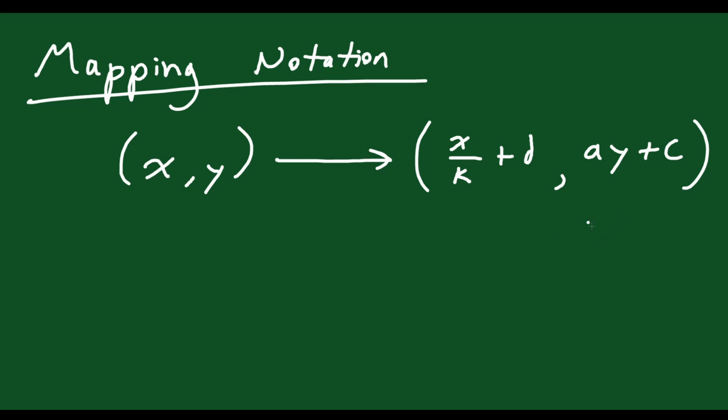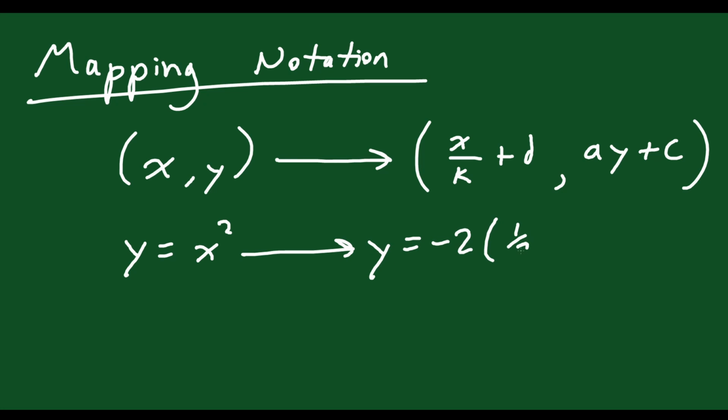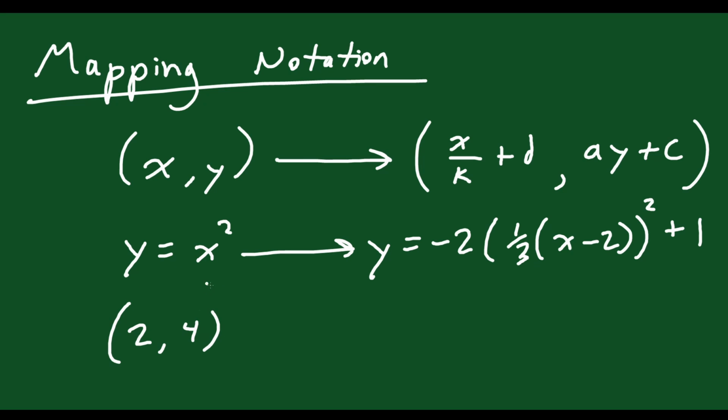An example of this: if I have y equals x squared, that's my function, and my new function is y equals negative 2 times (1/3 x minus 2) squared plus 1. Then an old point on here could be something like (2, 4). If x is 2, 2 squared is 4, so that's a point on the original. Then the new point will follow this notation up here.